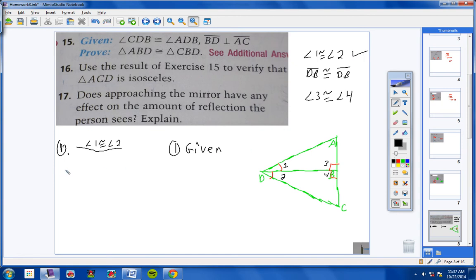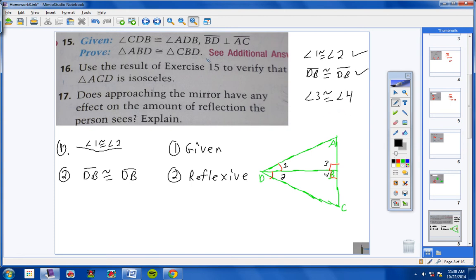Now, next, why not state this next? It's really easy. Just state it real quick. DB is congruent to DB. And of course, the reason would be reflexive. Okay? Pretty simple. Now, I've only got one thing left to state, and that's angles 3 and 4 are congruent.